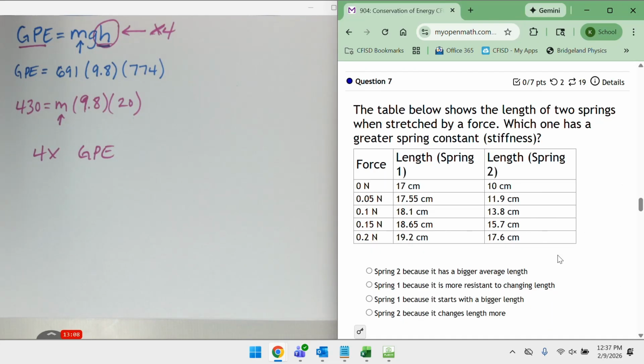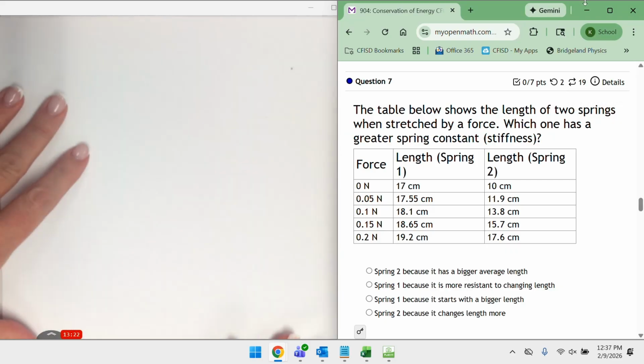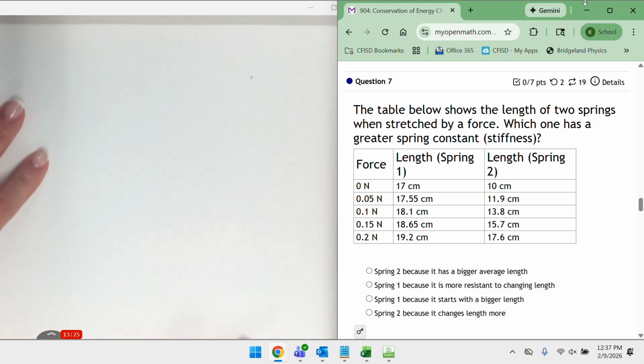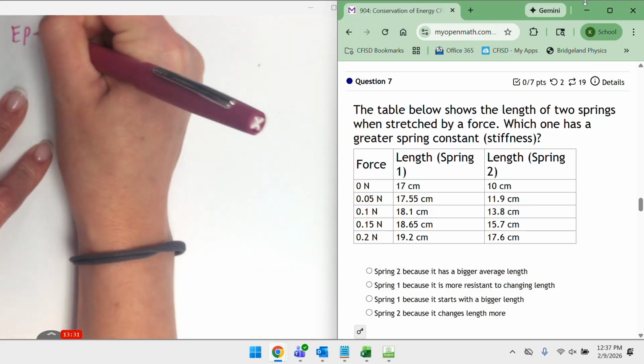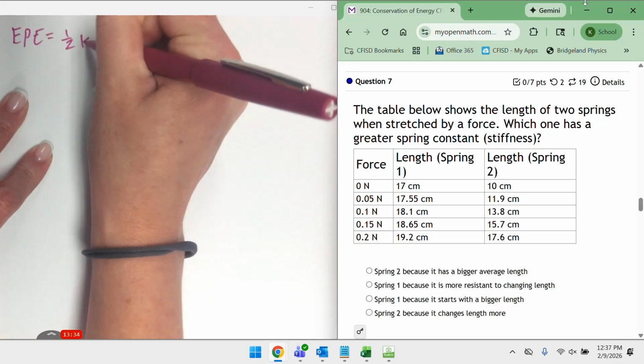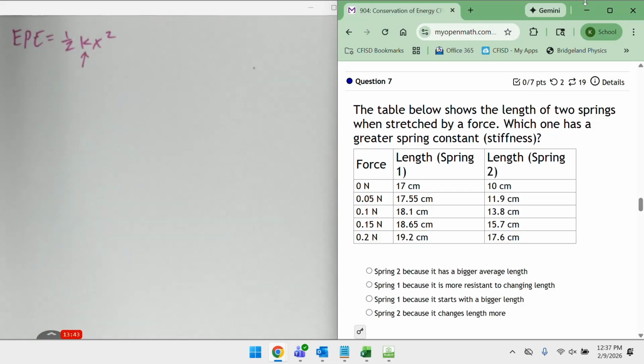Question 7. The table below shows the length of 2 springs when stretched by a force. Which one has a greater spring constant or stiffness? Again, when we look at elastic potential energy, the equation that we use for elastic potential energy, EPE, is this one. EPE equals 1/2 kx squared. And in that formula, the spring constant is this K. It represents how stiff or how loose a spring is, and it tells you in newtons per meter how much force it takes to stretch it by 1 meter.